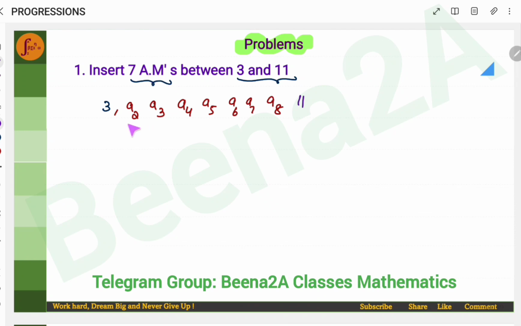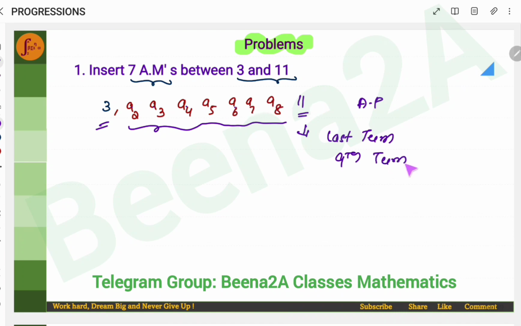Arithmetic mean means it's a mean in the arithmetic progression. This is an arithmetic progression, and you have to find all these arithmetic means. So what I will do, this is the 9th term: 1, 2, 3, 4, 5, 6, 7, 8, 9. In AP, what is the term formula? Tn = a + (n − 1)d. So here it's the 9th term, which is a + 8d.